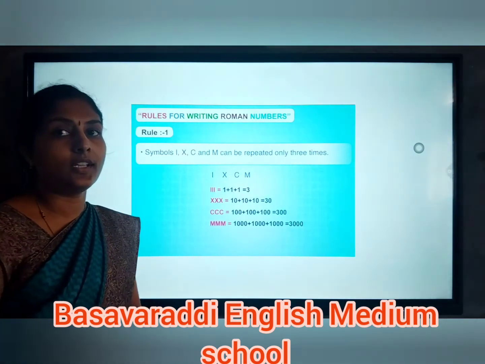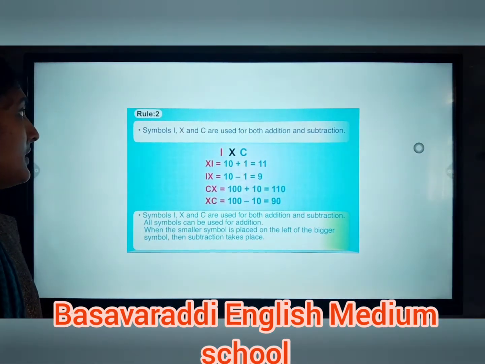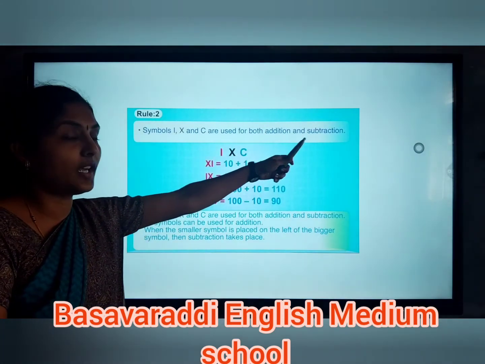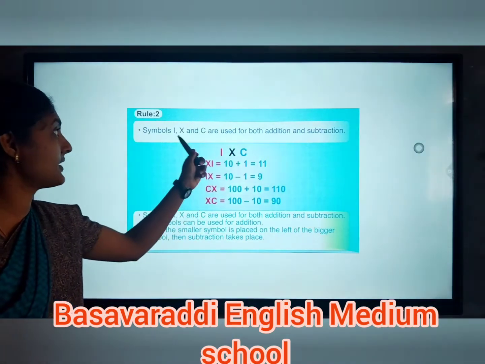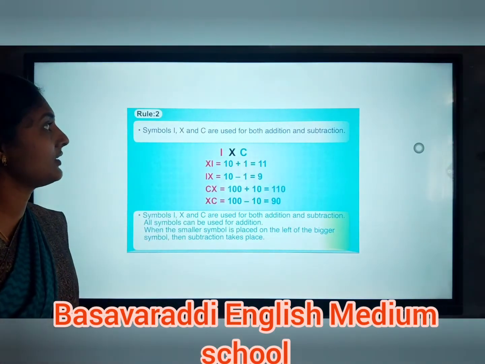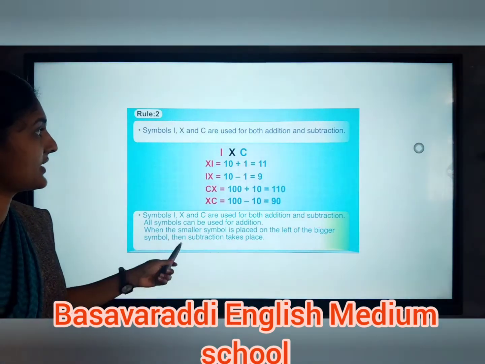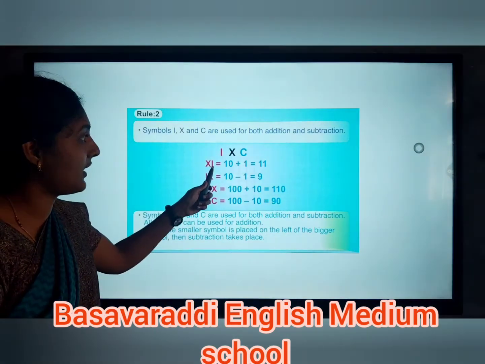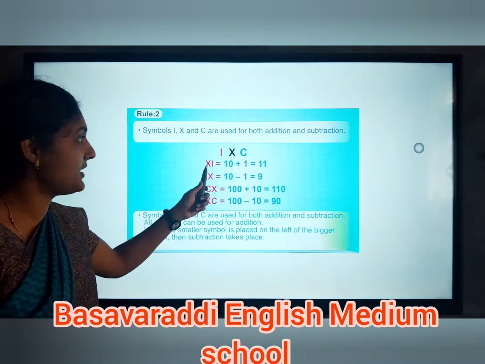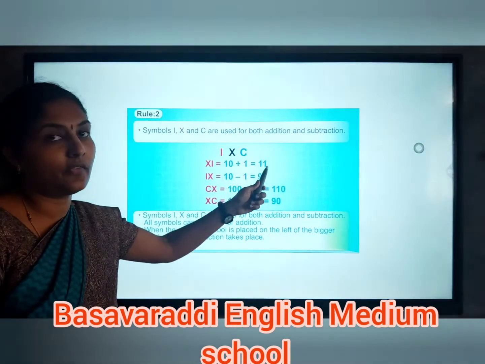Okay, the next rule. The second rule is that symbols I, X and C are used for both addition and subtraction. Which are the symbols? I, X and C. These symbols are used for both addition and subtraction. For example, XI. So I is added to X. The value of X is 10, plus 1 is equal to 11.